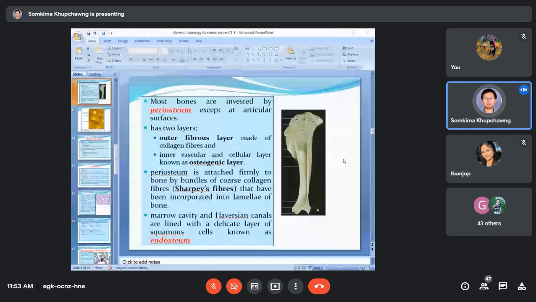Okay, and then next, we have discussed periosteum, the outermost covering membrane of the bone. Then another membrane is there, that is the endosteum. So endosteum is the membrane, a delicate layer of squamous cells which lines the marrow cavity and the Haversian canals, the large Haversian canals. So the marrow cavity and the Haversian canals are lined with a delicate layer of squamous cells known as the endosteum.